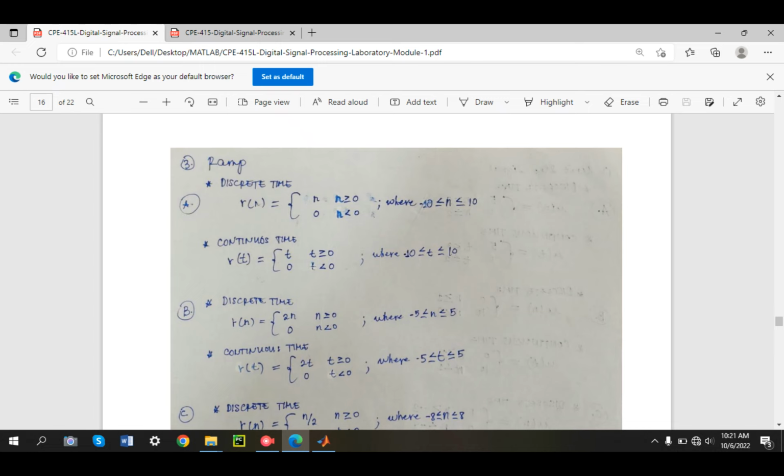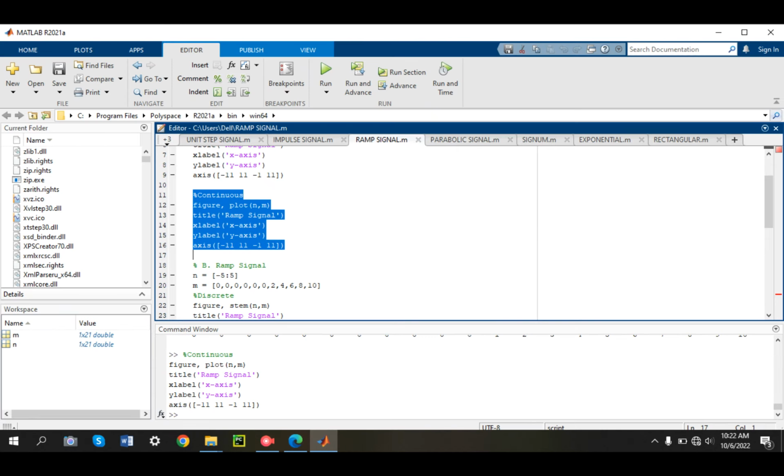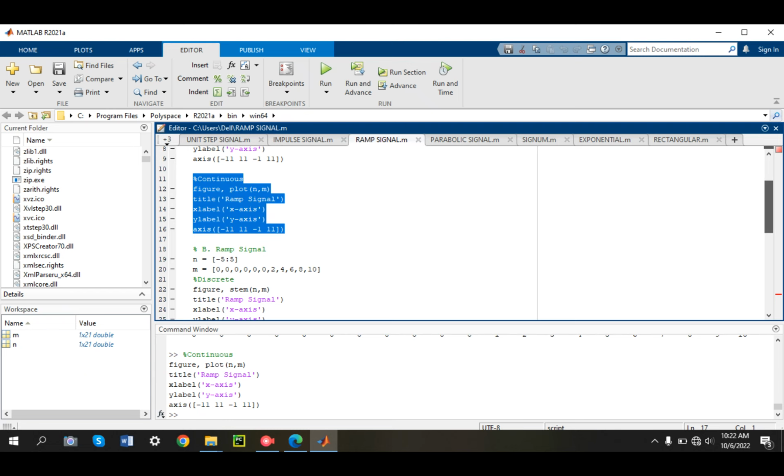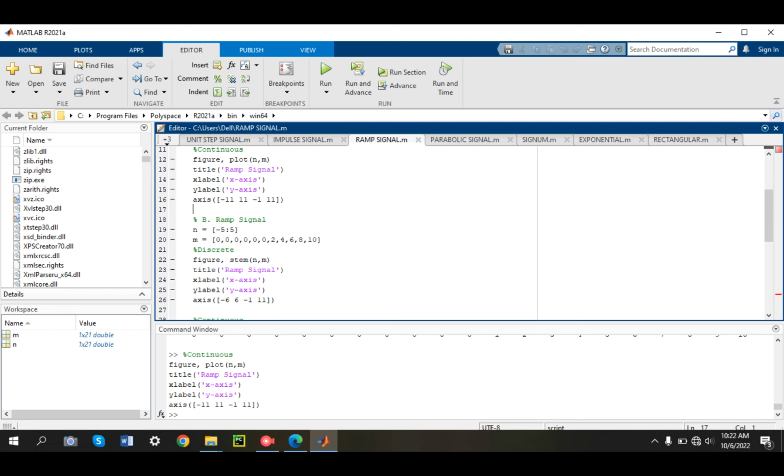Ramp of n is equal to 2n when n is greater than or equal to 0, and 0 when n is less than 0, where negative 5 is less than or equal to n and n is less than or equal to 5. The same function applies for continuous time. So we will now proceed to the code to evaluate.